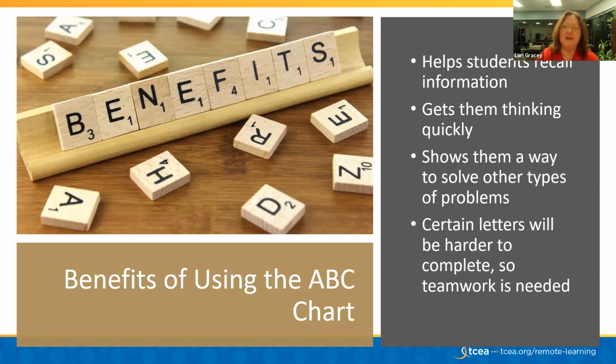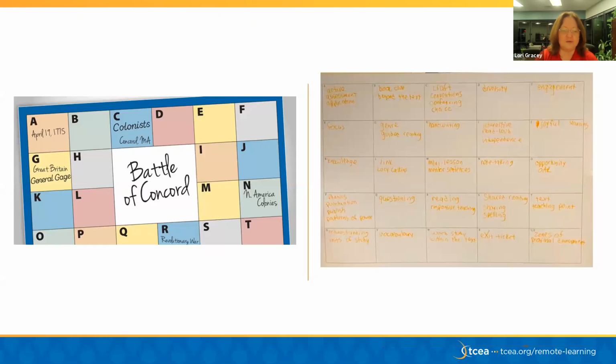So that's the brainstorming chart, the ABC chart that I like so much. You can see 2 examples here. This is a sample on the Battle of Concord. And then this one, I know it's hard to read, but you can also see this is on writing, okay, and what we're doing here.